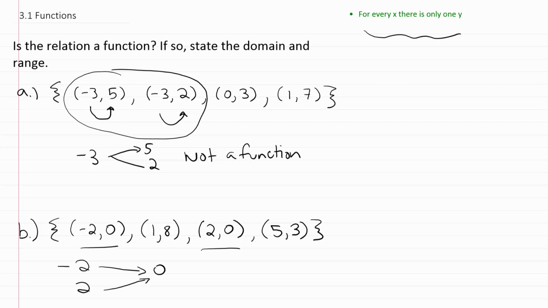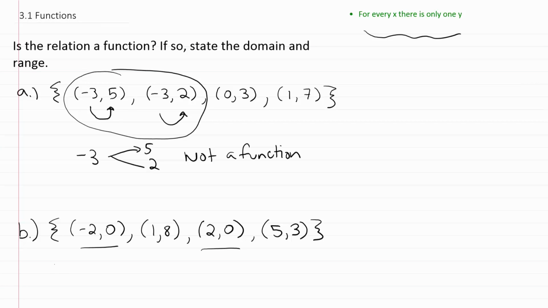But that's actually okay. It's all right if 2 x values lead to the same y value. What's not okay is if the same x value leads to 2 different y values, right? So as long as every x only goes out to just one y value, the relation is a function. All right, so since we believe it's a function, the next step is to state the domain and the range.